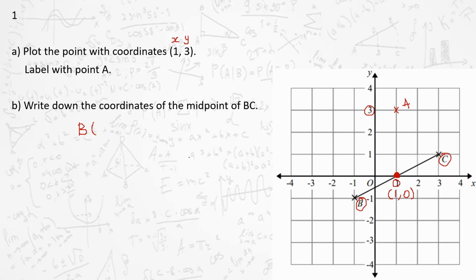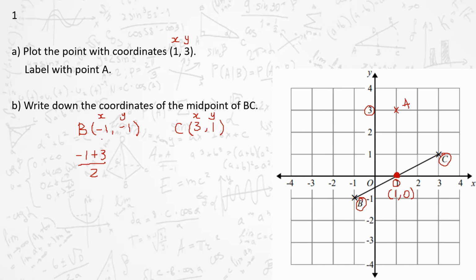So if I write down my B coordinates, for point B, my x is minus 1, y is minus 1. For my point C, which is here, x is 3, y is 1. So to find the midpoint, I need to find the middle of the two values. So again, that's my x, that's my y, that's my x, that's my y.